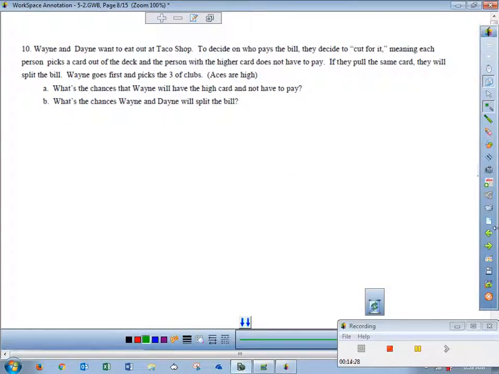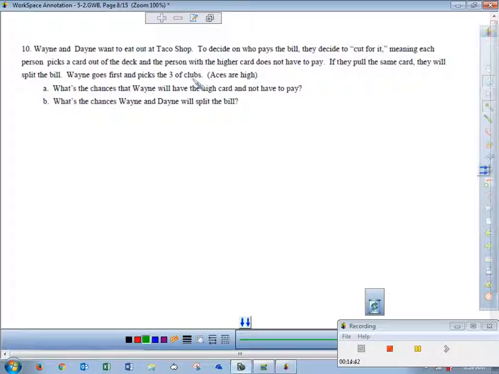All right, Wayne and Dane want to eat out at a taco shop. They decide on who pays the bill. They decide to cut for it, meaning each person picks out a card from the deck. The person with the higher card does not have to pay. So they have a deck of cards. Wayne draws a card, then Dane draws a card. Whoever has the higher card doesn't have to pay. If they pull the same card, they'll split the bill.